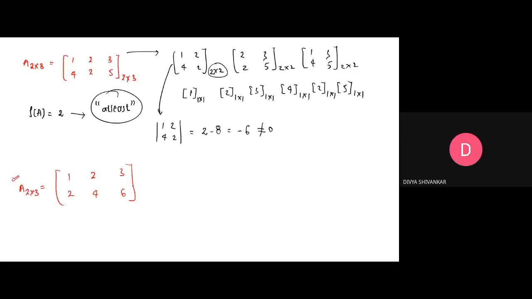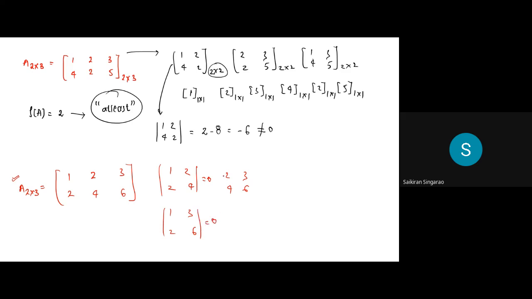No, sir. All are equal to 0. Because you will take 1, 2, 2, 4, or you will take 1, 3, 2, 6, or you will take 2, 4, 3, 6. So this also is 0. This also is 0. This also is 0. Then what you have to do, sir? All 2 cross 2s are 0. Then you will go to 1 cross 1.